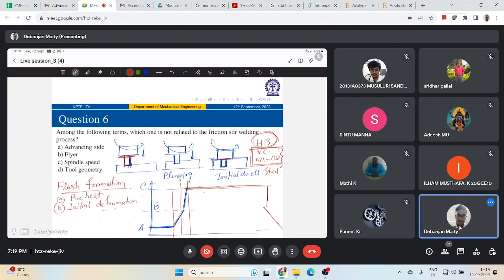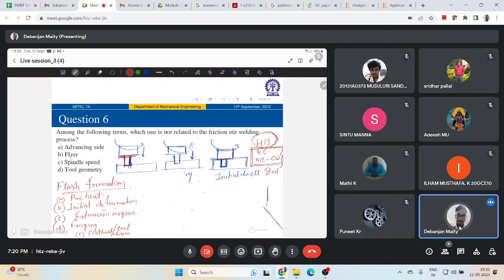So, one was the preheat zone, then the initial deformation region, then what we call the extrusion region, then the forging region, and finally the post heat or cool down region. This is how we differentiate the working regions in practice.